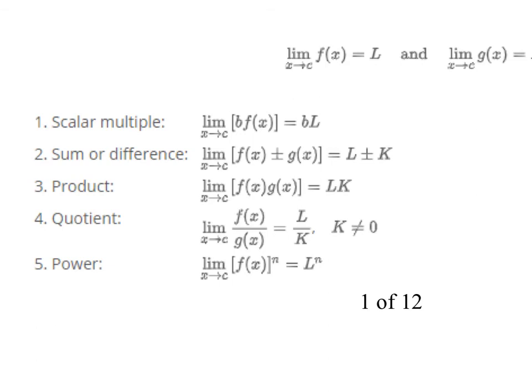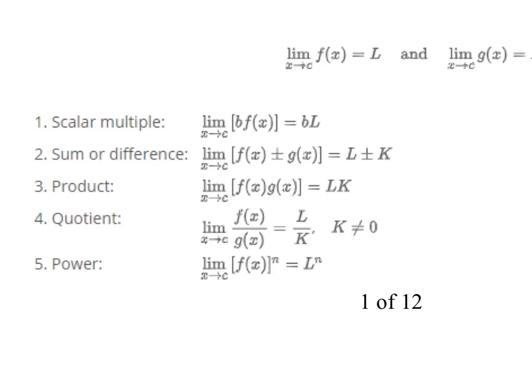Likewise, number 4 is quotient. Remember, quotient means division. So what if we had the limit as x approaches c of f of x over g of x? Well, what this rule is saying is we could find the limit of the top and the limit of the bottom and then just divide them. We have to be careful here though. Remember, with any fraction you can never divide by 0. So k not equal to 0 is just saying you can't divide by 0, so it's not true when the denominator is 0. But the formal rule says the limit of the quotient is the quotient of the limits.